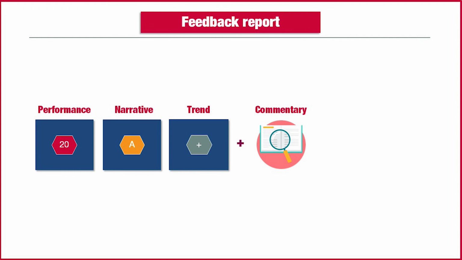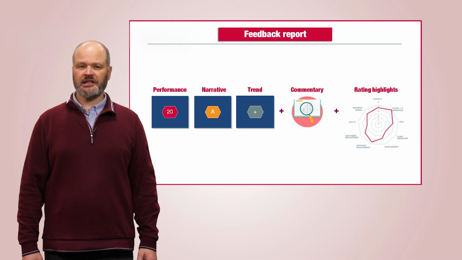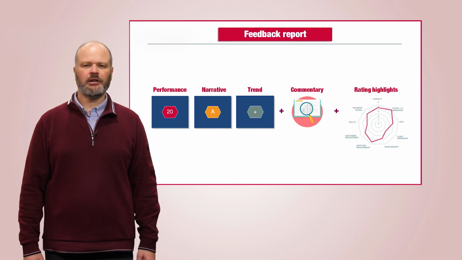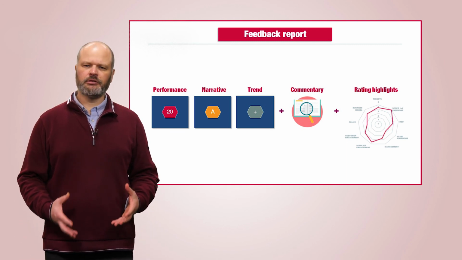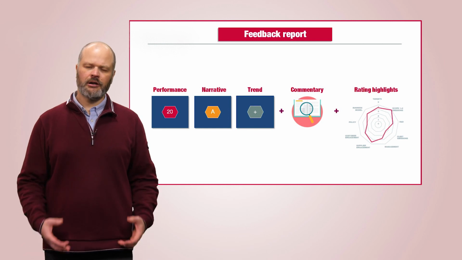Third, rating highlights. Each feedback report contains relevant visual representation of important indicators or groups of indicators. These examples may be similar for all companies in a particular sector, or they may be tailored to the organization to make the feedback report more relevant for that company. Later on, you will see in more detail what is in an ACT feedback report.